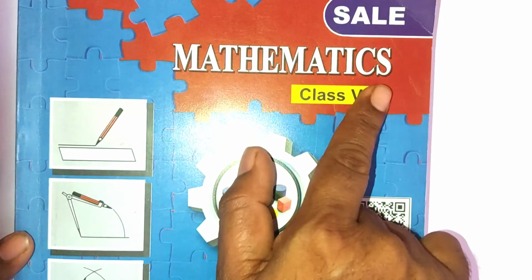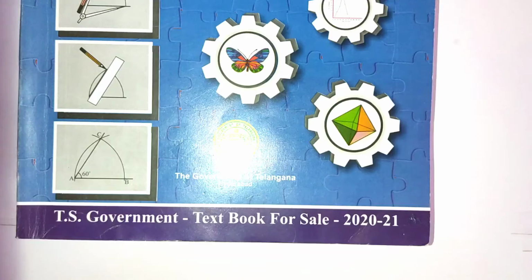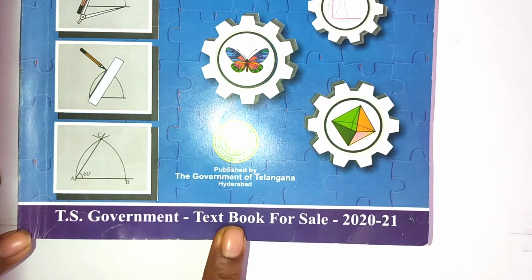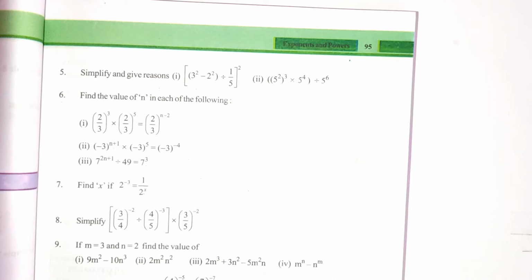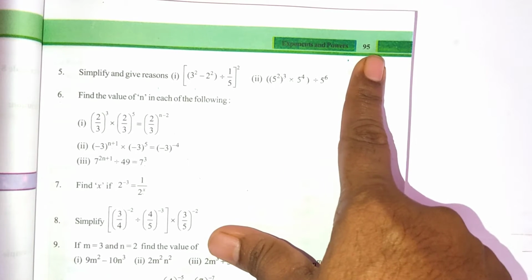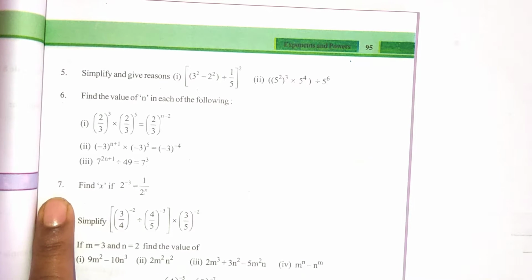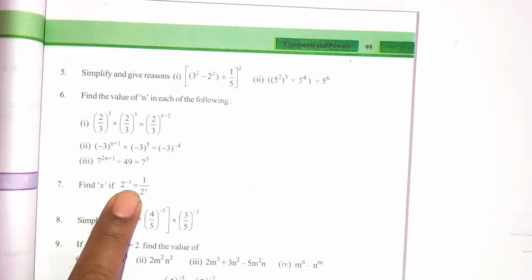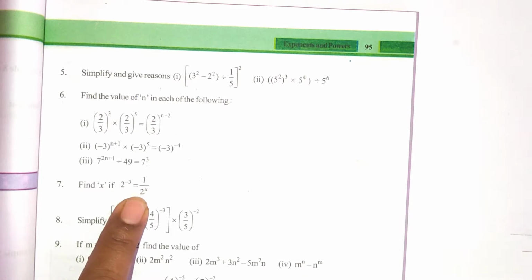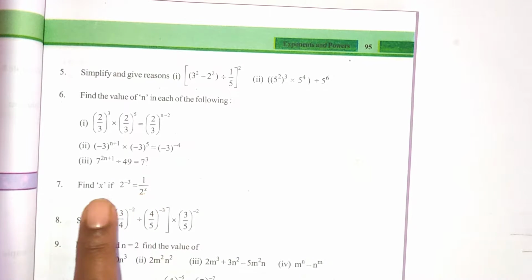We are following the mathematics textbook of class 8th pertaining to the Telangana government. Here, open page number 95. In page number 95, look at the 7th question: Find x if 2 to the power of minus 3 is equal to 1 by 2 to the power of x. We are going to solve this problem in this video.